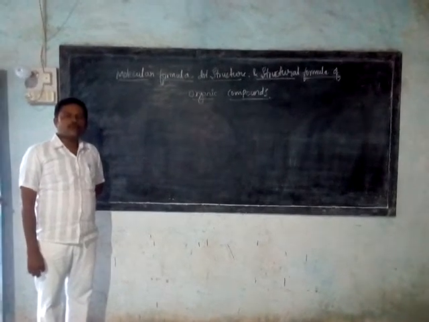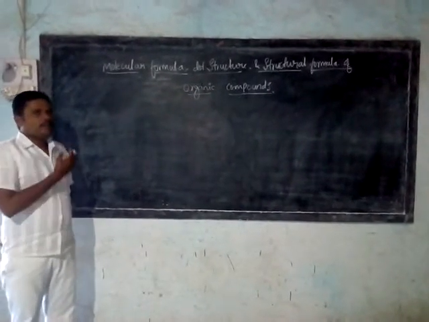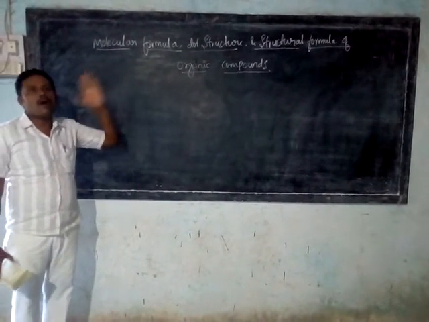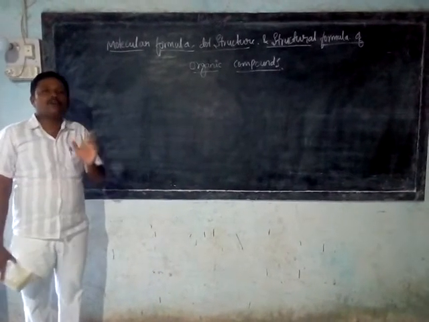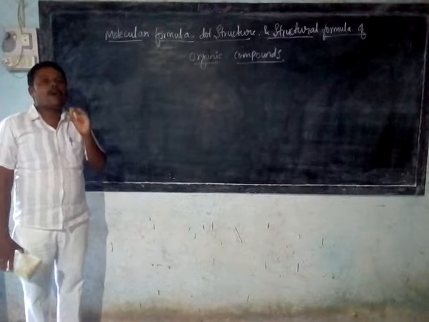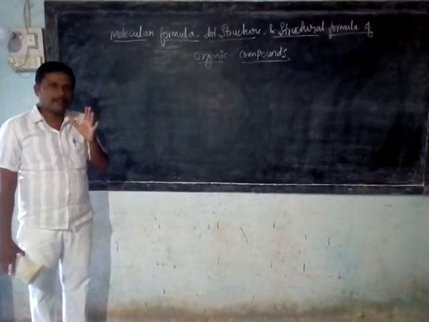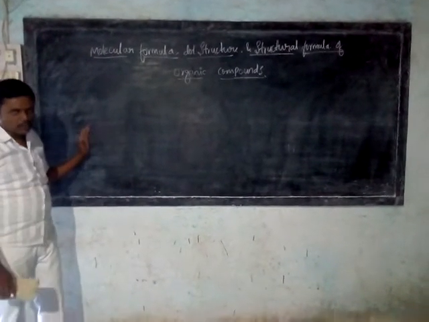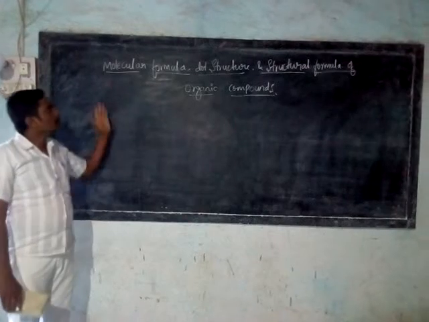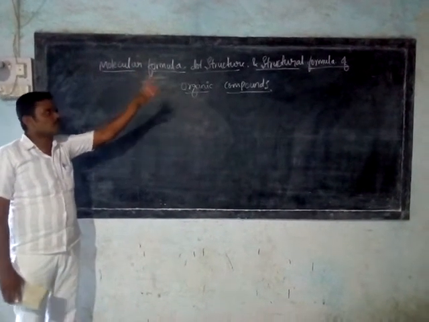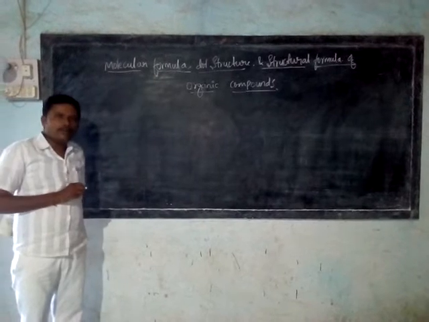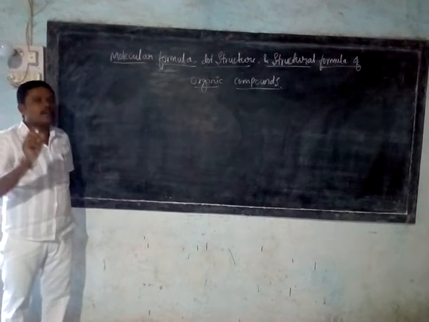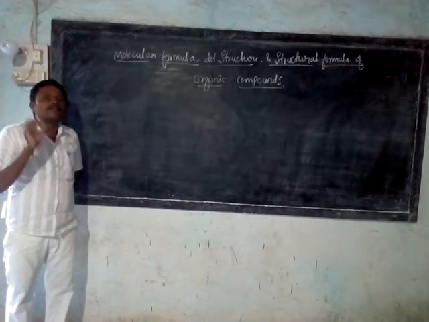Dear students, now we have to discuss the molecular formula, dot structure and structural formula of some organic compounds. Already we know how to write the molecular formula of the different types of compounds. By using that, now we have to go through how to write the molecular formula, dot structure and the structural formula. By using one example, I am going to write them for one organic compound.